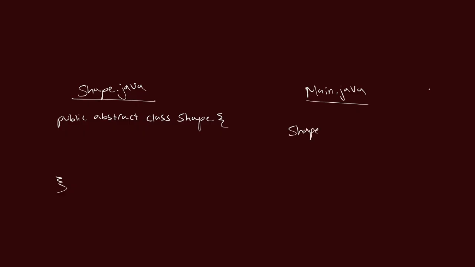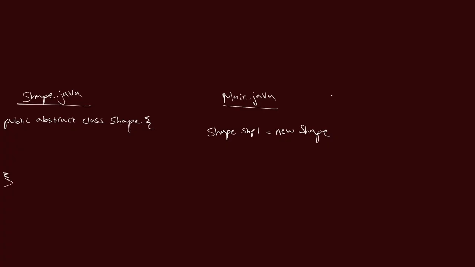So if we do a public abstract class shape, okay, so in the main method, we can't instantiate it. So we can't do Shape shape1 equals new Shape. This will cause an error. You can't put parameters through here or anything.